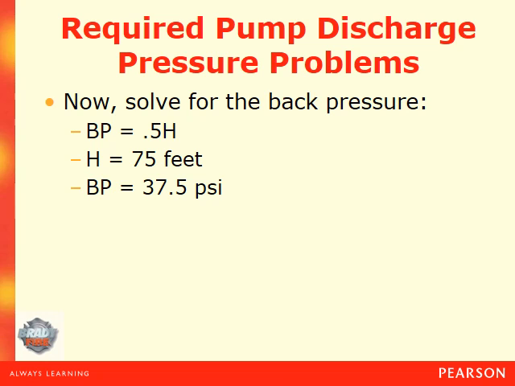Now we figure our back pressure, which is 0.5 times H. And our H, of course, is 75 feet. So 0.5 times 75 gives us a back pressure that we have to add of 37.5.